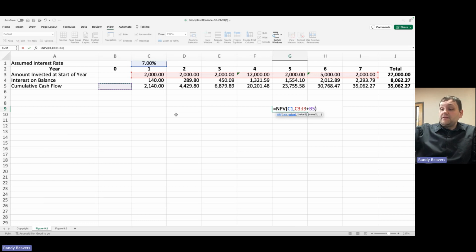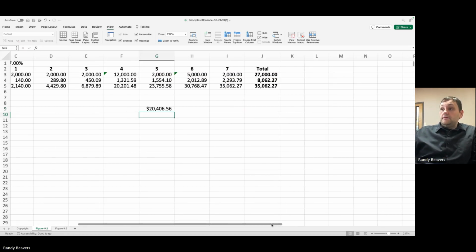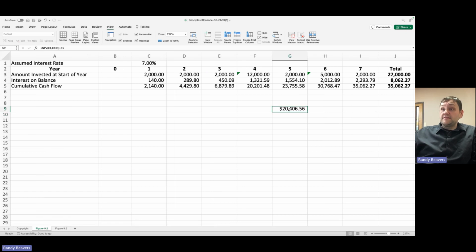But note what I usually do is I close out the function and then put that on the outside. So there's multiple ways to do this, but that's an example. So this would be the present value of this investment at 7%.